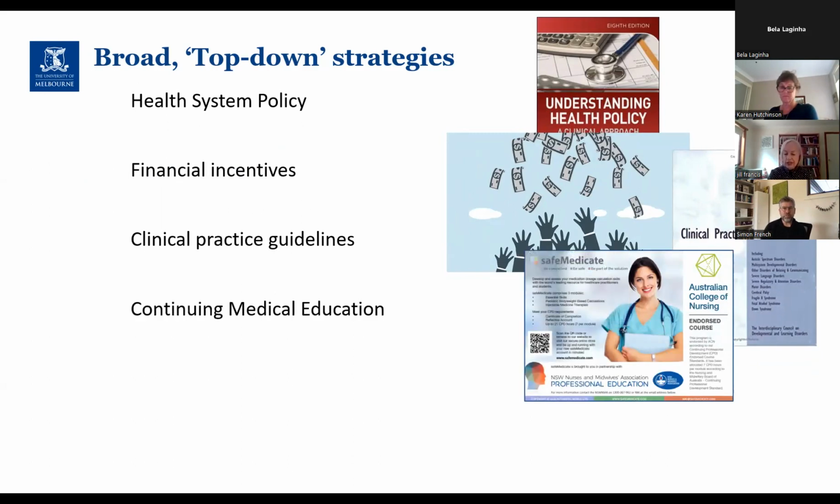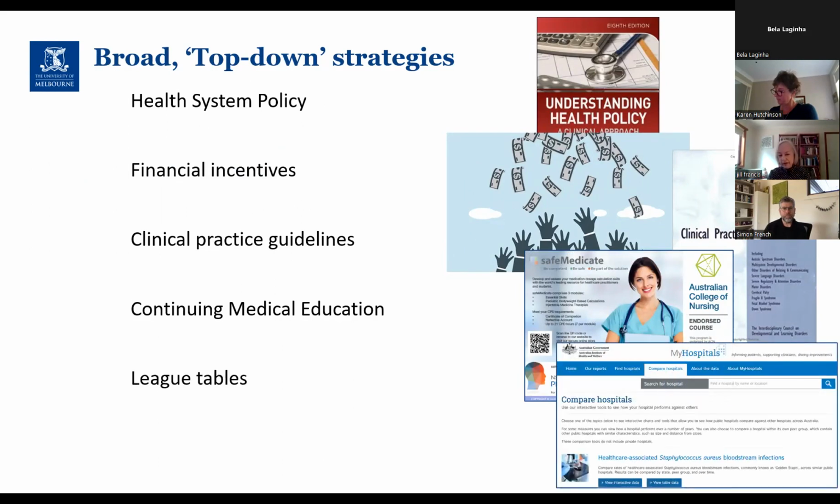Of course, we've got continuing medical education, and that's quite important. We've even got things like league tables, and of course, you may be aware that there are some negative unintended consequences of league tables, like gaming. But these are all examples of top-down strategies that people might consider to be no-brainers, but they're not the whole story. How do we know they're not the whole story? Because care gaps continue, despite all of these being in place for many decades. There are other things that we need to do. Maybe we need to look at the point of care and work using a bottom-up strategy as well.